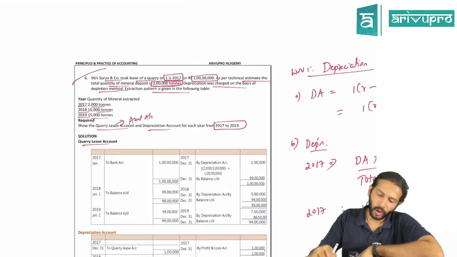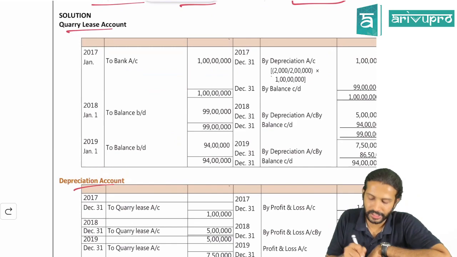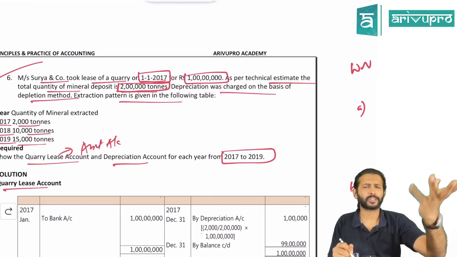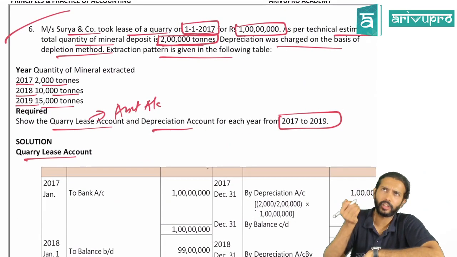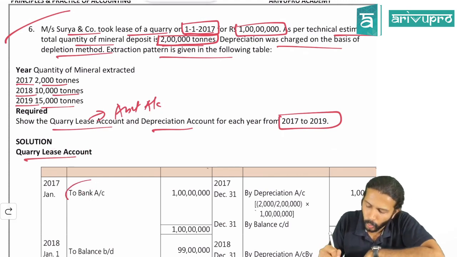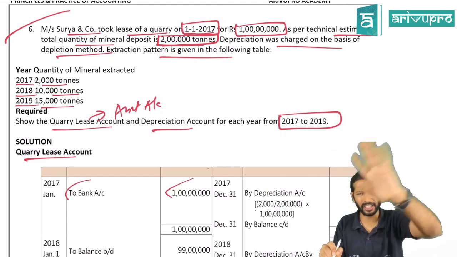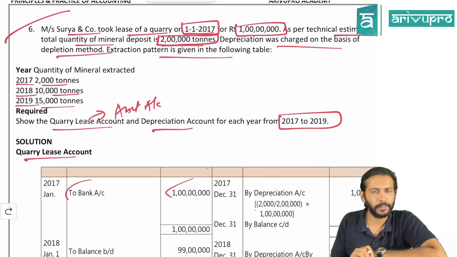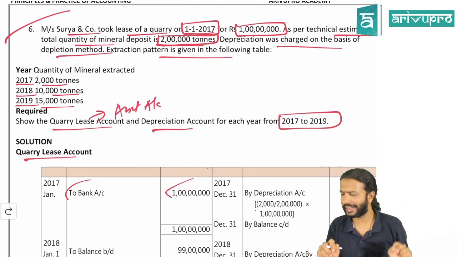Alright, sir. So one asset ledger, that is quarry lease account, and one depreciation ledger they've asked. Sir, you have taken a quarry on lease by paying 1 crore rupees. So the journal entry is what? You purchased this quarry, or you have taken it on lease? So quarry lease account debit to bank account 1 crore rupees. It's like the same asset purchased only. Same entry you will pass. Asset account debit to bank account 1 crore rupees. Fine. That's all. Only one quarry or mineral ore you took on lease for the first year.